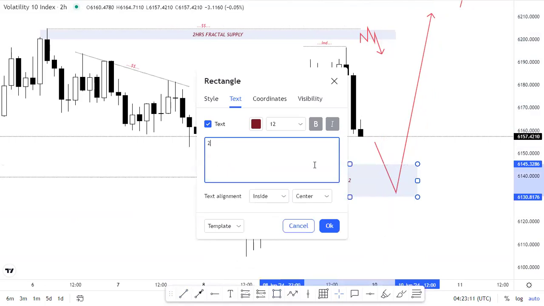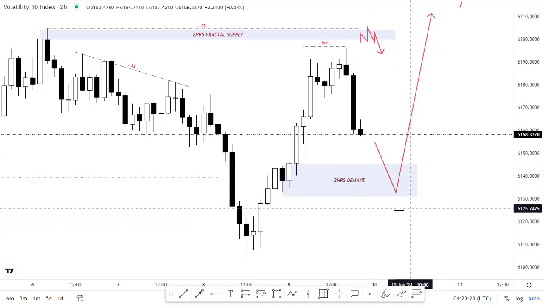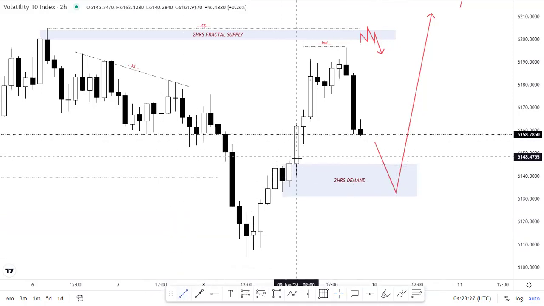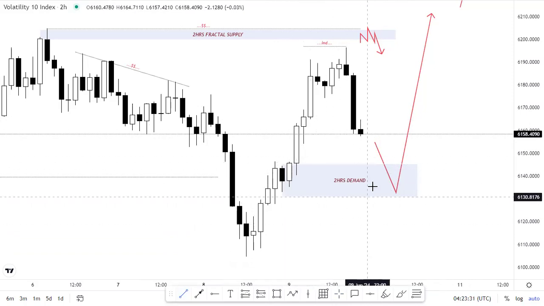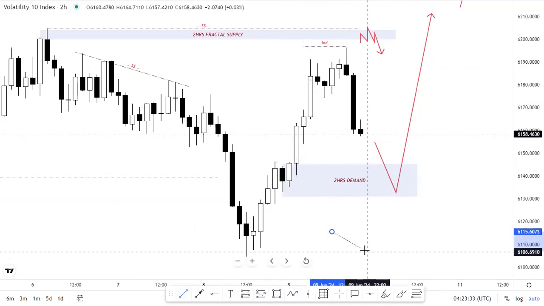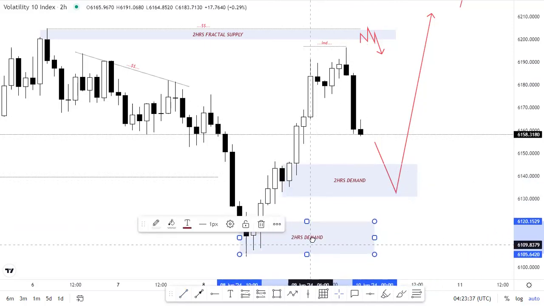So we'll be looking for buys in this 2 hour zone, because this guy here has a fair value gap, or imbalance. So this is a very nice zone for us to buy from. And if price takes out this demand, we'll be looking to buy from this demand.